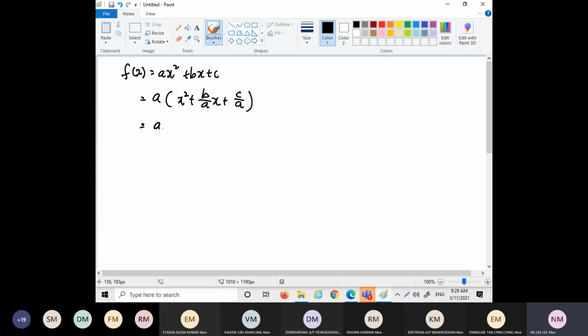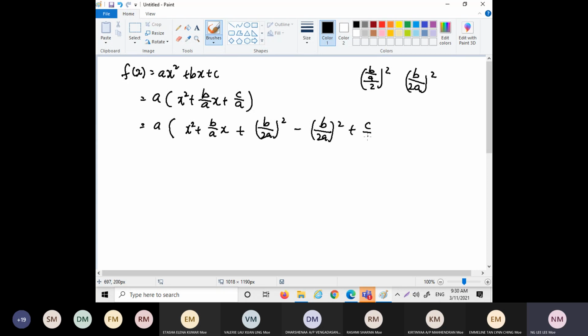Then b over a is the new coefficient for the x. Remember I need the coefficient for the x, which is b over a over 2, then the whole thing squared, plus and minus this. So this will become b over 2a squared. So I'm going to do plus this, minus this, and then plus c over a.